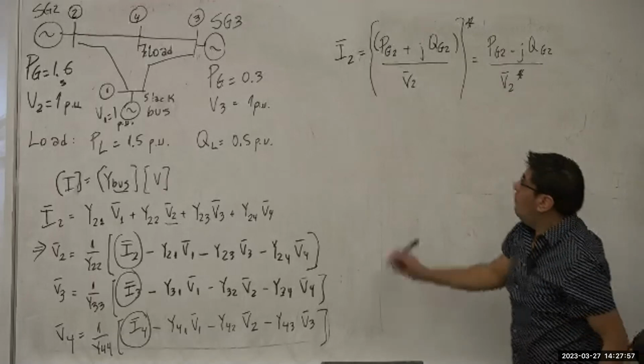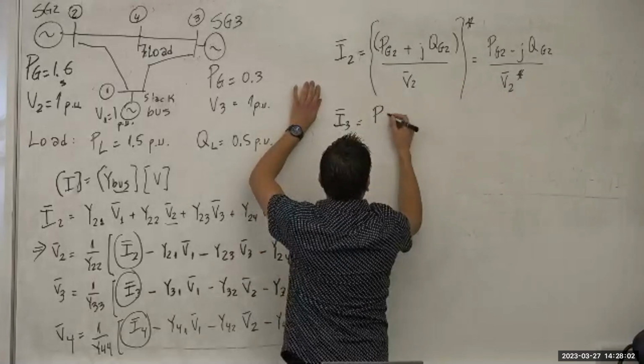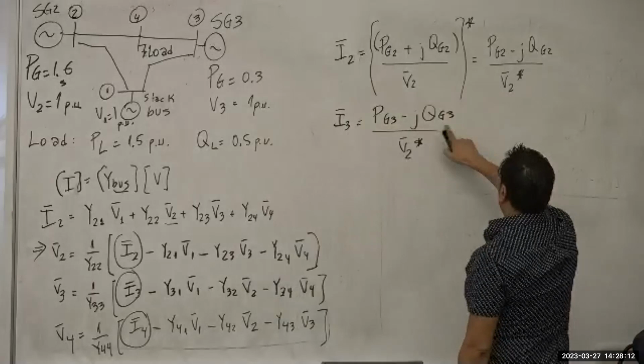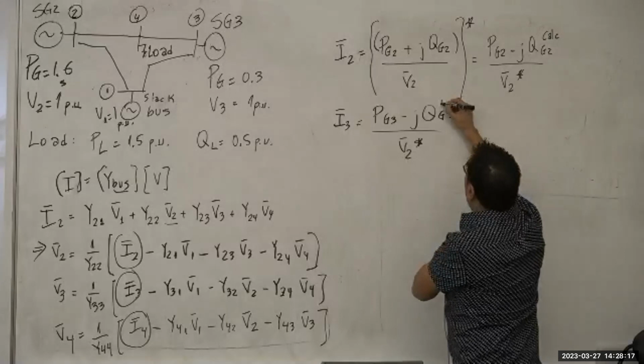This is going to need to be adjusted to have the specified voltage. For the current I3, something similar. I will just write the equation. PG3 negative JQG3 divided by V3 conjugate. So these need to be calculated because we don't know that value.